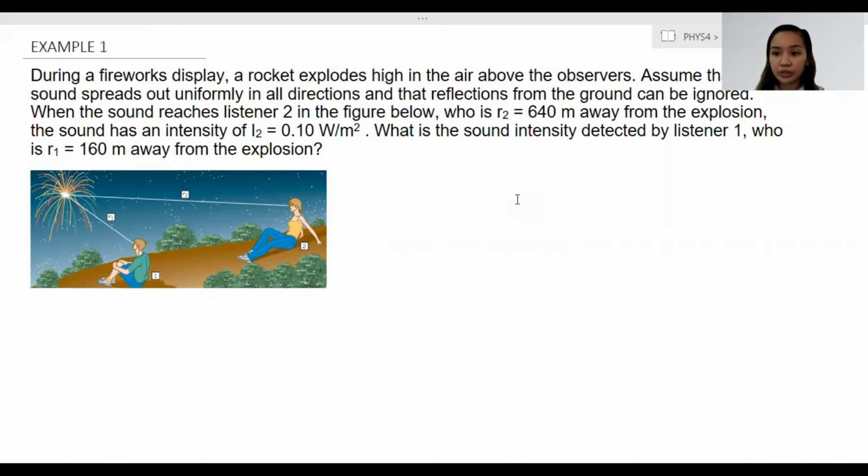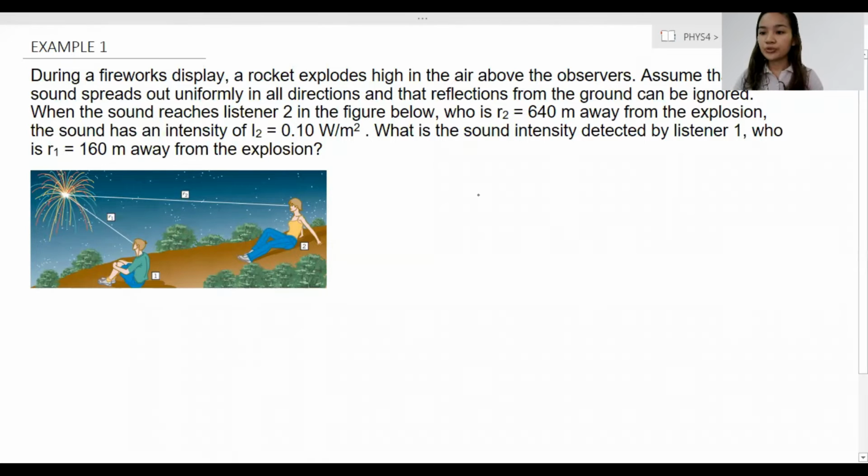Now for the first problem, we have here: during a fireworks display, a rocket explodes high in the air above the observers. Assume that the sound spreads out uniformly in all directions and that reflections from the ground can be ignored. When the sound reaches listener 2 in the figure below, who is R2 equal to 640 meters away from the explosion, the sound has an intensity of I sub 2 equal to 0.10 watts per meter squared.